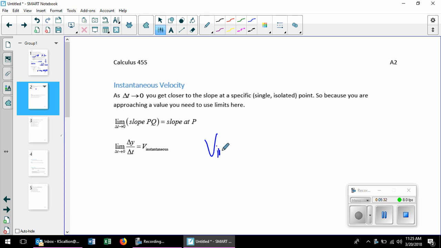So the velocity that's instantaneous, it is the limit formula. So that's going to be the limit as h approaches 0. So we're trying to get those points closer and closer and closer together. So instantaneous velocity is the velocity at a specific point.